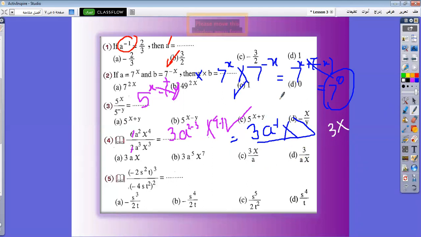It means 1 over a power positive 1. We want to get the positive power, so the result is written as 1 over a power 1. So it will be 3x multiplied by 1 over a power 1, equal to 3x over a power 1. So the answer will be 3x over a.